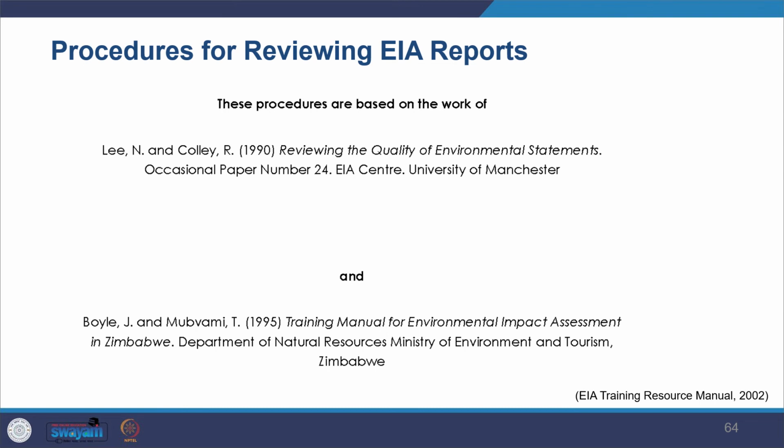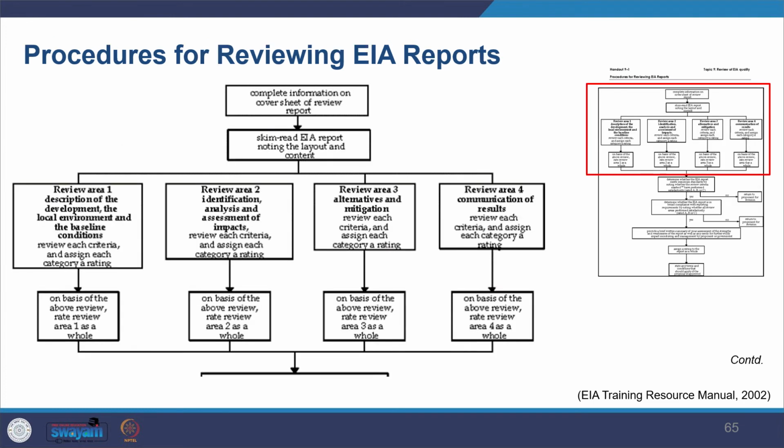So here, from one of the examples from the UN training manual, and also from the Zimbabwe training manual, we see the process which is adopted for EIA reporting. So here you see how you have complete information on the overall sheet of the review report. Then you skim read EIA reports.